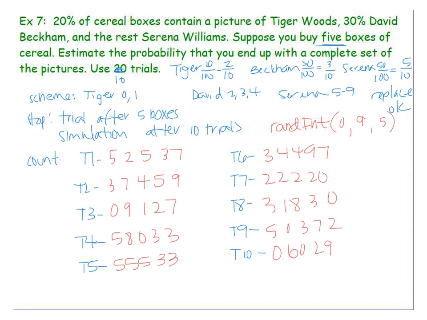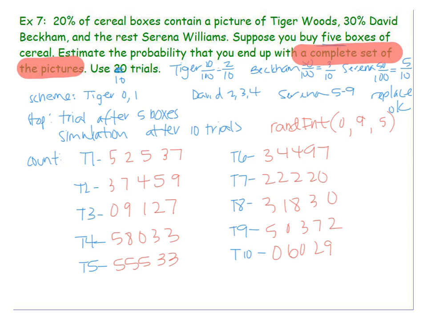Okay, so we are focusing on estimating the probability that you end up with a complete set of the pictures. So I need all 3 people. I'm going to go through and put little stars next to my ones that have all 3. The ones that I look for first are the 0 through 4.